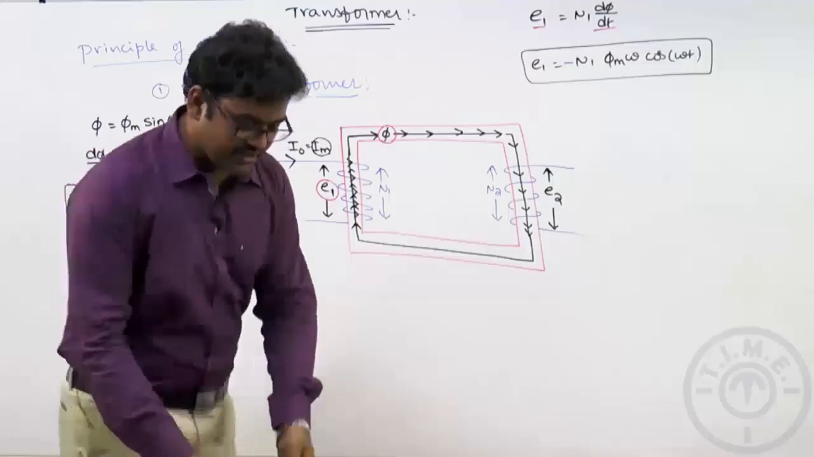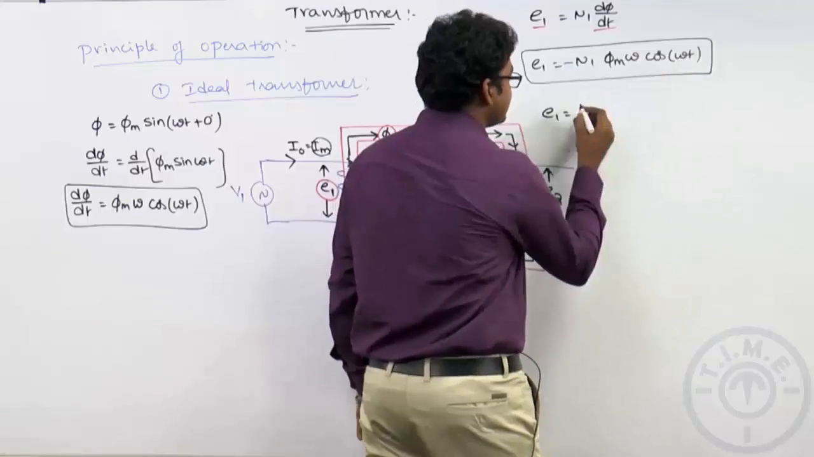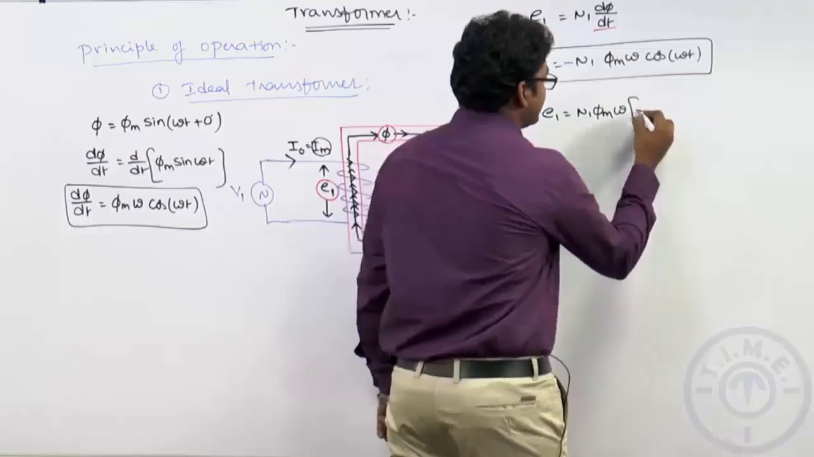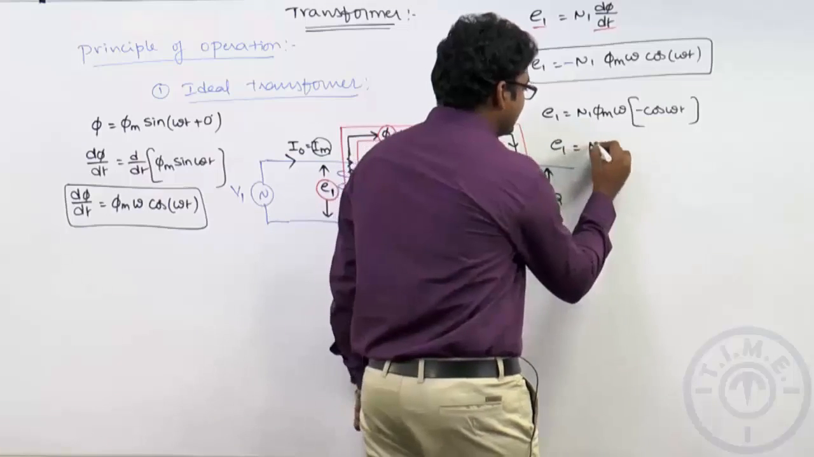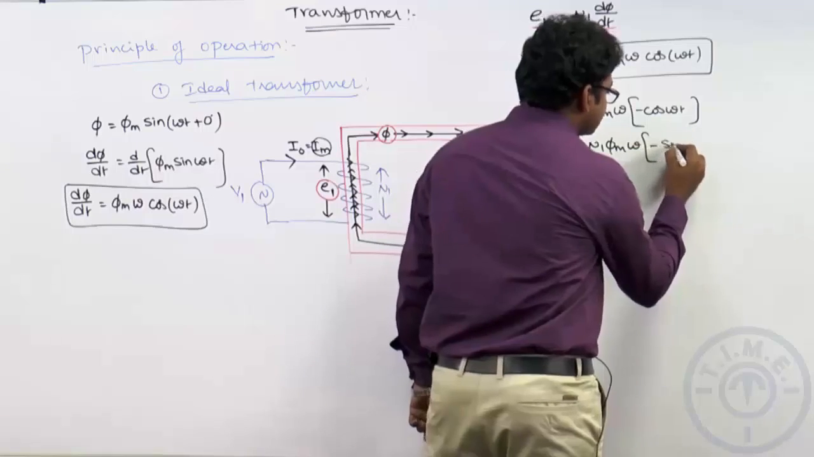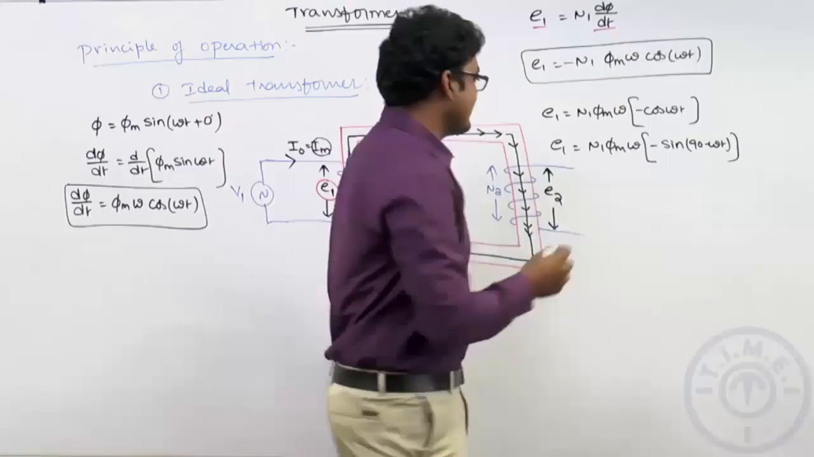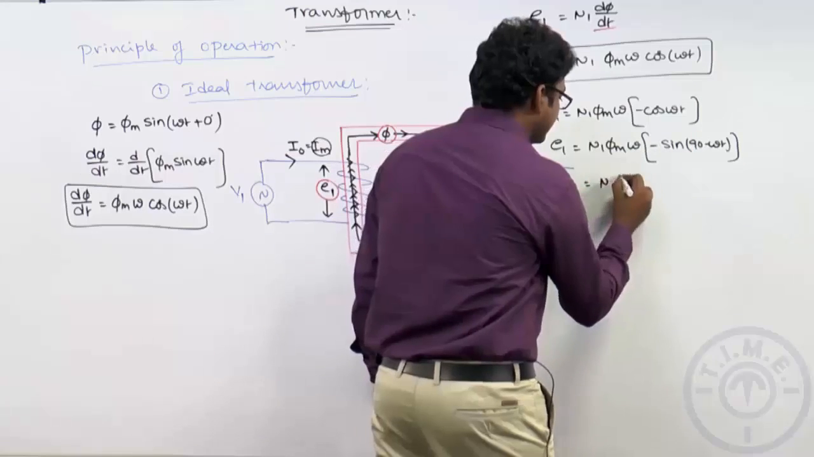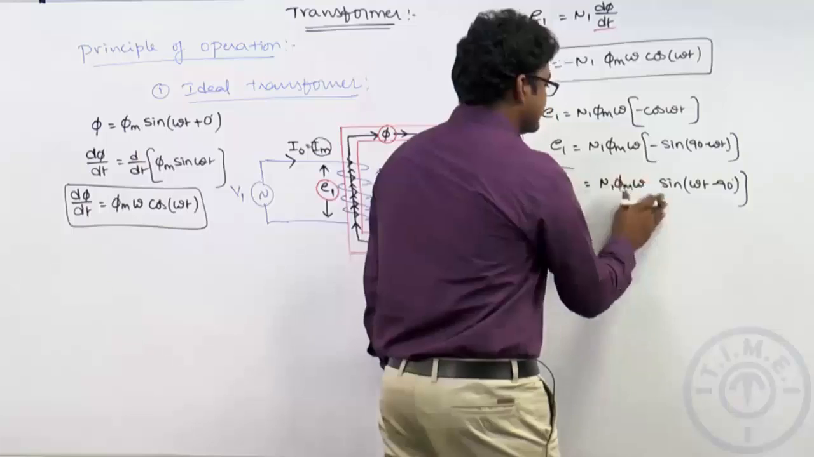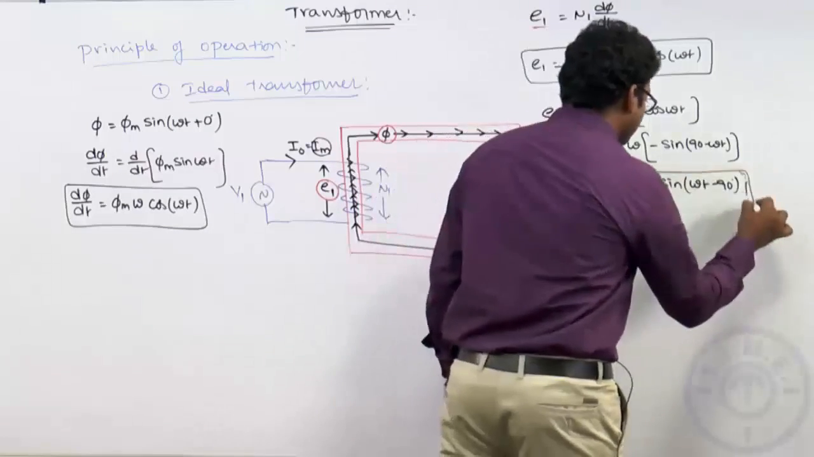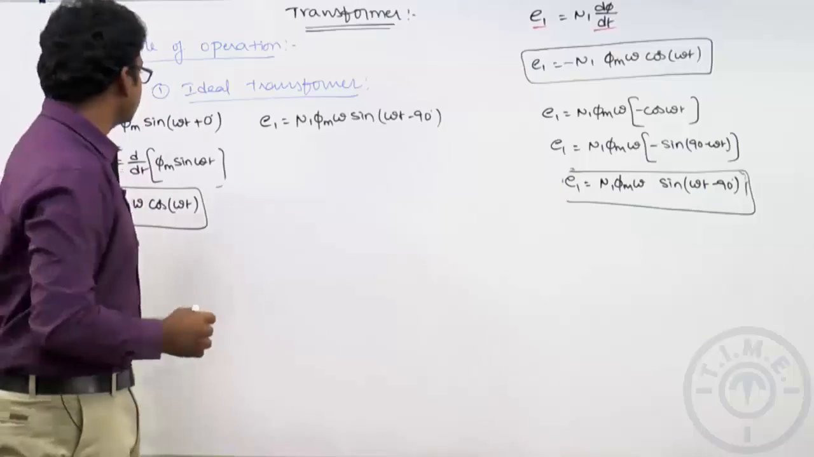Now once the negative sign is provided, let us move further with our induced EMF. So E1 is equal to, with the minus sign I am representing here, N1 into phi m into omega into minus cos omega t. Cos omega t, I can also write as sin of 90 minus omega t. This is what we know. Now let us multiply this minus, therefore 180 degrees phase reversal. That means it will become omega t minus 90 degrees. So the induced EMF is equal to N1 into phi m into omega sin of omega t minus 90 degrees.